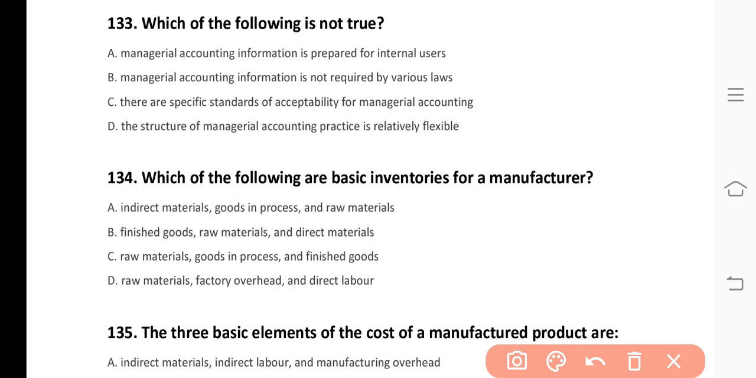MCQ number 133. Which of the following is not true? Managerial accounting information is prepared for internal users. Managerial accounting information is not required by various laws. There are specific standards of acceptability for managerial accounting. Option D, the structure of managerial accounting practice is relatively flexible. So option C, there are specific standards of acceptability for managerial accounting, is the correct option, because this is the one which is not true. All other statements are true in nature.